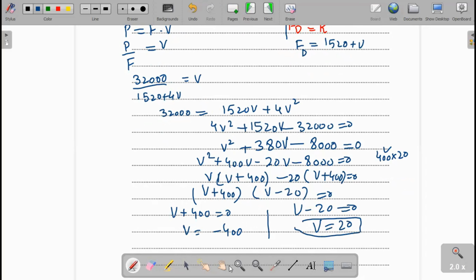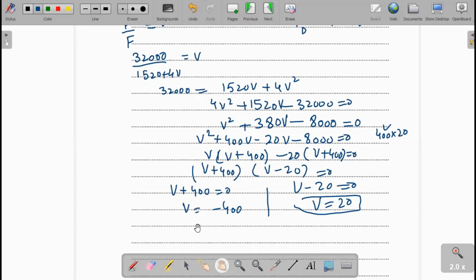Now in this value we see that there is minus 400 meter per second speed. It's not possible because it is a very high speed and the direction is opposite. So this value is not possible, and this is the answer we take.